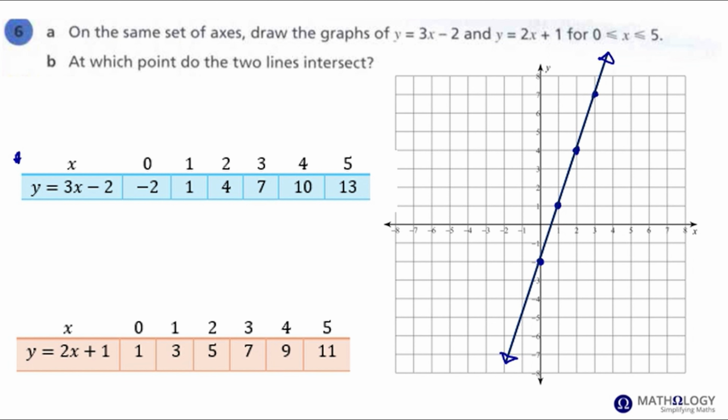Okay, then for the next graph, y equals 2x plus 1. The first point is (0, 1). So we started at 0 and then we wrote 1 on the y-axis. Then (1, 3): x is 1, y is 3. x is 2, y is 5. x is 3, y is 7.